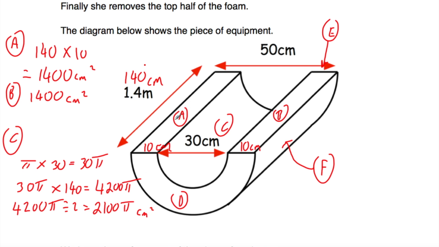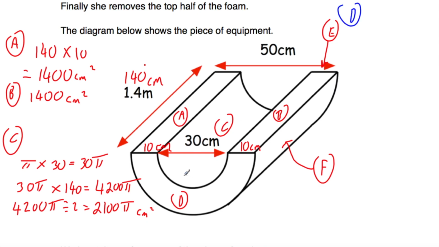Okay, so we found the area of A, that rectangle, which is 1,400 centimeters squared. We found the area of B, which is 1,400 centimeters squared. And we found the area of C, which is equal to 6,597.3445 and so on centimeters squared, or 2,100 pi centimeters squared. To find the area of that curved face C, we considered the whole cylinder that was cut away with a diameter of 30 centimeters. We did pi times 30 to get the circumference of the circle at the end of that cylinder. We then times by 140 to find the area of the outside of that cylinder that was cut away, and then we divided it by 2, and that's given us the area of C.